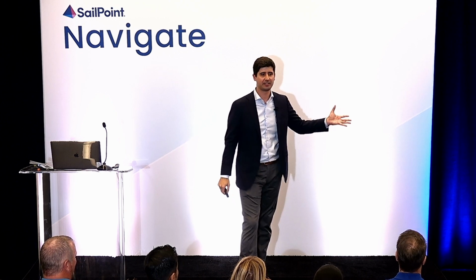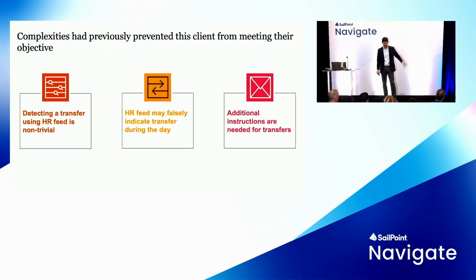So some of the complexities we'll talk through just to set the stage, because sometimes when you go through these demos, in the perfect world, it would be this simple. It's never quite that simple. There's always something that makes it more complex than you want it to be. So in this case, first thing is just how do you detect a transfer, right? And there's never just a transfer flag. It's never that easy, right? So that's the first problem.